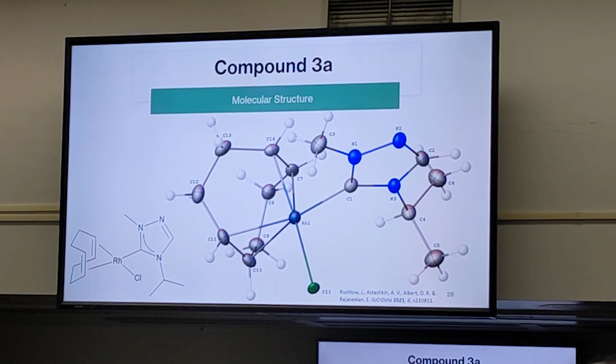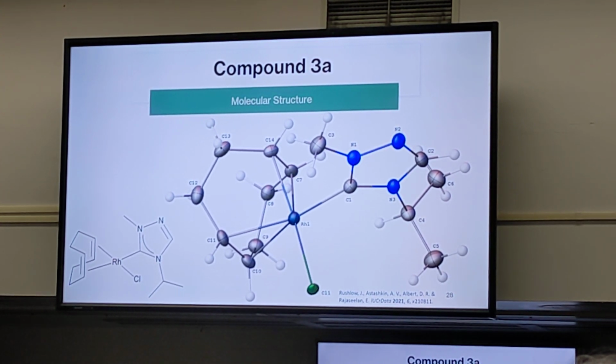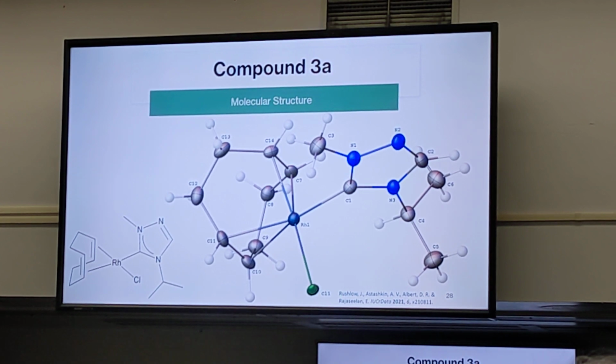This is our first neutral complex that we synthesized. As you can see, there is a rhodium center with our NHC with each of our wingtips, as well as a cyclooctadiene group.